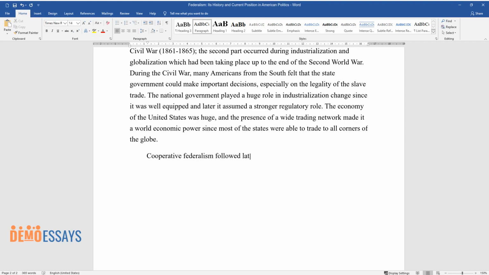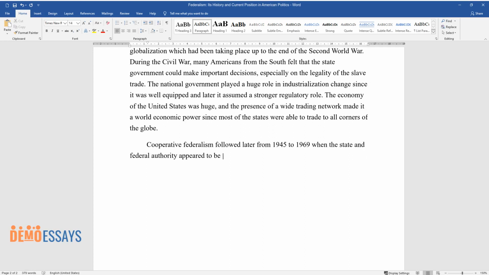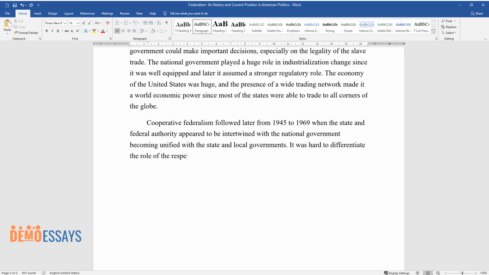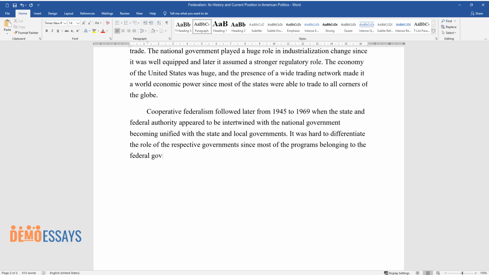Cooperative federalism followed later from 1945 to 1969, when the state and federal authority appeared to be intertwined, with the national government becoming unified with the state and local governments. It was hard to differentiate the role of the respective governments, since most of the programs belonging to the federal government were controlled by the state and local governments.